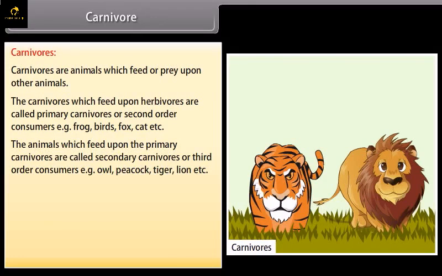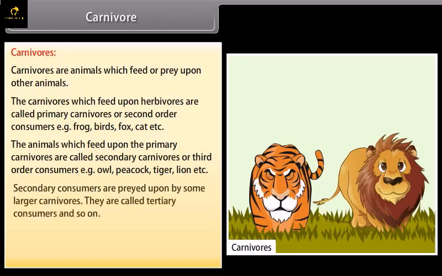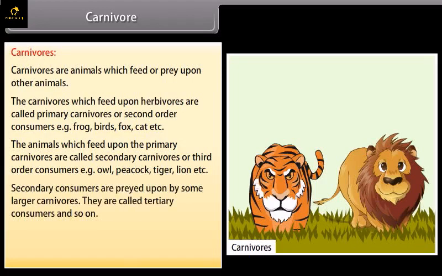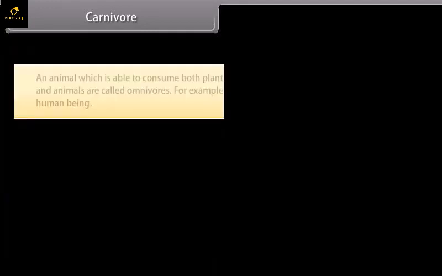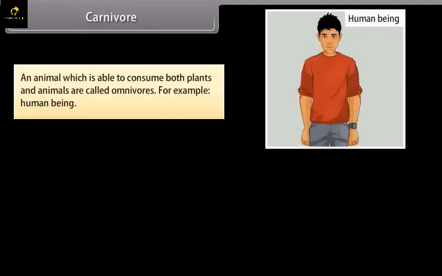The animals which feed upon the primary carnivores are called secondary carnivores or third-order consumers. For example, owl, peacock, tiger, lion, etc. Secondary consumers are preyed upon by some larger carnivores. They are called tertiary consumers and so on. The larger carnivores such as lion, tiger, etc., which cannot be preyed upon further occupy the top position in the food chain and are also called top carnivores.